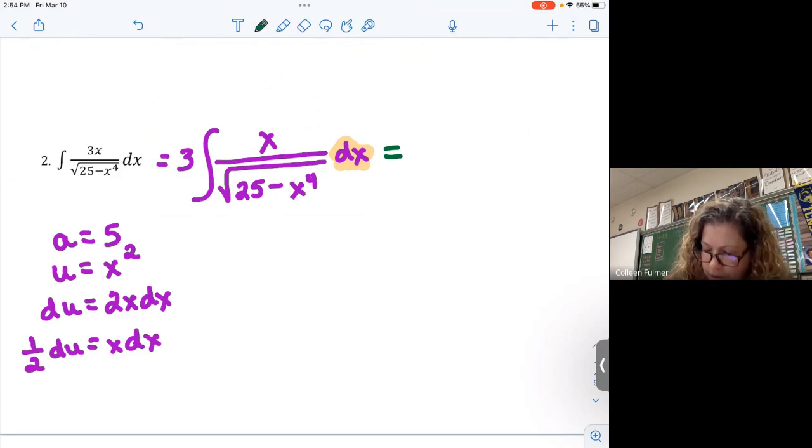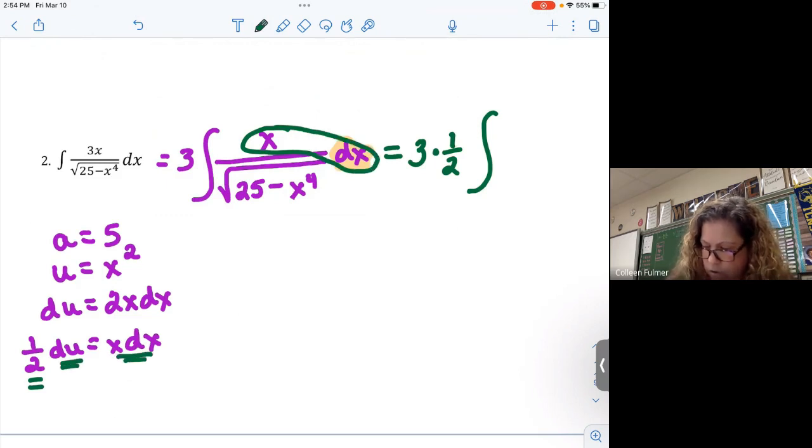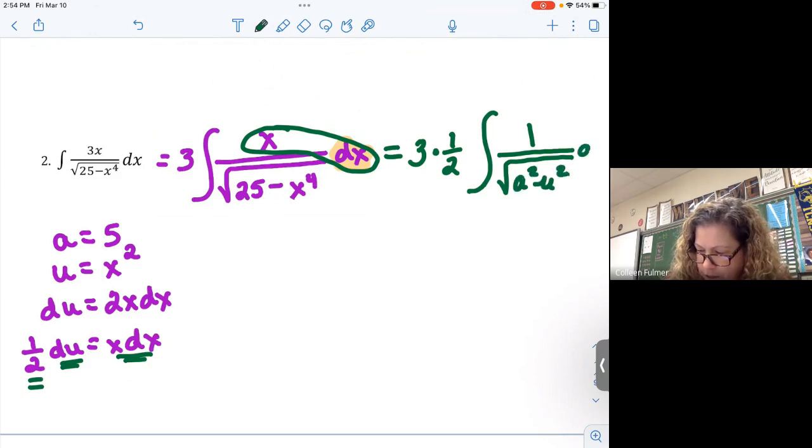I already have my 3 out in front. I'm going to pull out the 1/2 that I resolved in my du. The x dx is going to be absorbed by the du, so I'm just going to have a du at the end. So I'm going to put in 1 over the square root of A squared minus U squared du.